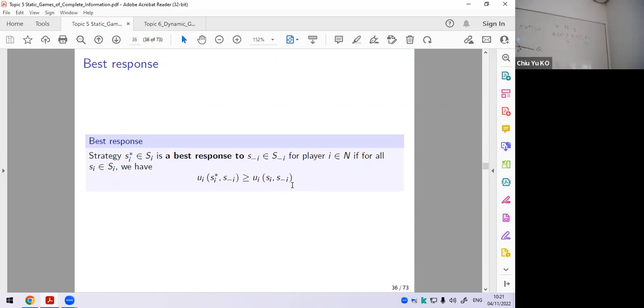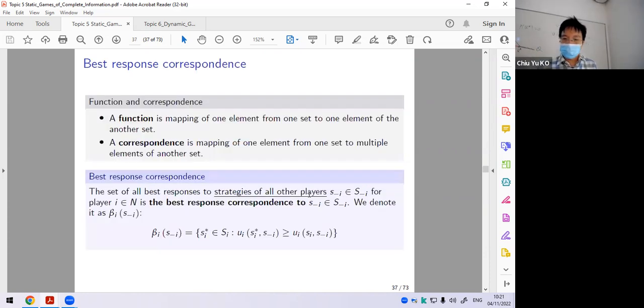Do note that the English here is "a best response." It's not "the best response," because there can be more than one strategy that is a best response. So make sure you notice that it's not a typo. This is explicitly written in this way, because there can be multiple strategies that are best responses.